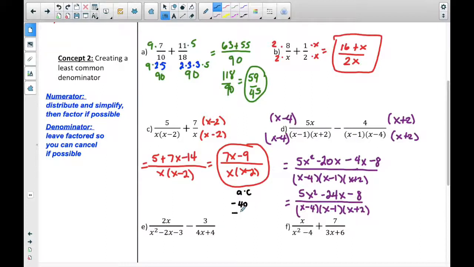Well, let's see, like a negative 4 and 10, that doesn't work. Negative 2 and 20, that doesn't work. Negative 1 and 40, no, that doesn't work. So I'm going through, there's just nothing that's going to work. It's not going to happen. So this cannot be factored. And so I'm done with this problem right here.